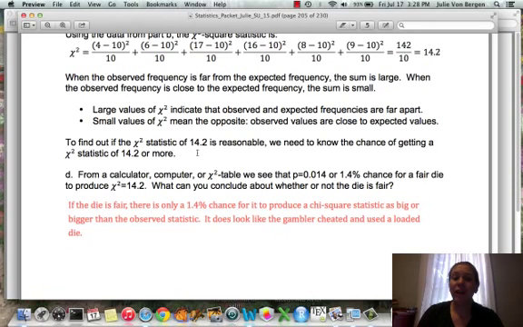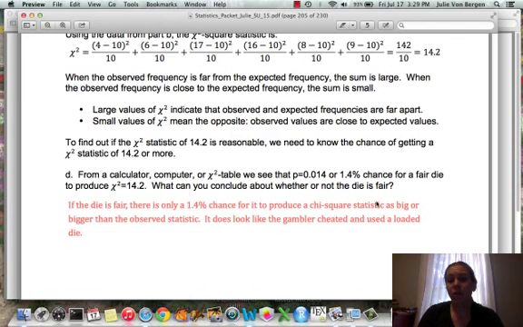So to find out if a chi-squared statistic of 14.2 is reasonable, we need to know the chance of getting a chi-squared statistic of 14.2 or more. In the same way that we're able to calculate probabilities for z-scores, we're able to do the same kind of calculation for a chi-squared. You can use a calculator, a computer, or a chi-squared table to find the probability. For this question, we see that P equals 0.014, or a 1.4% chance for a fair die to produce a chi-squared value equal to 14.2.